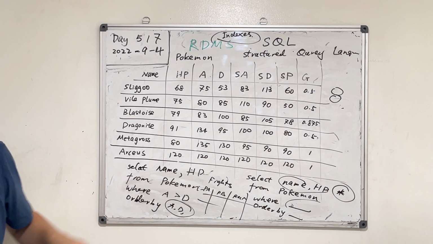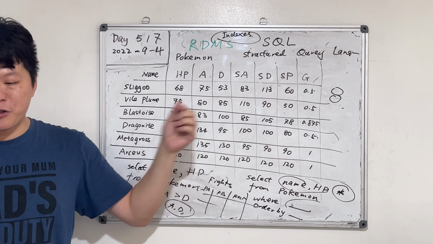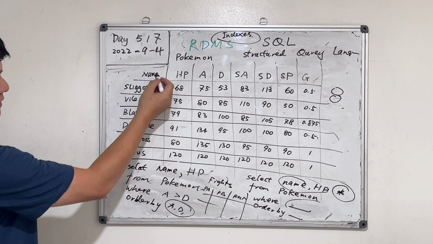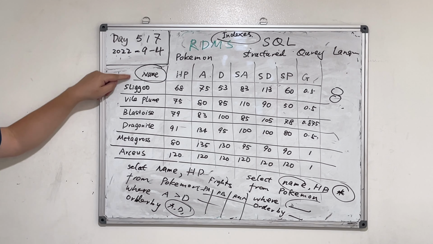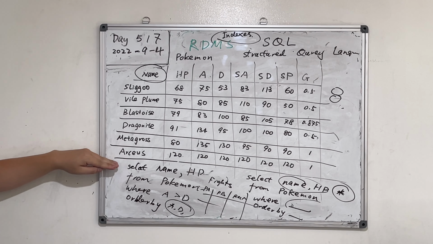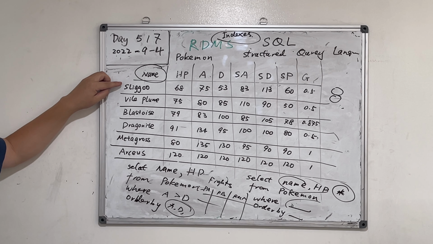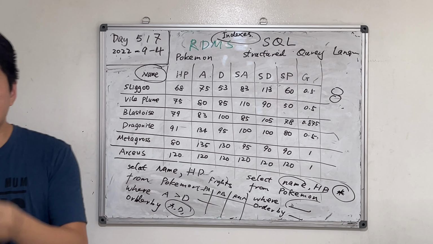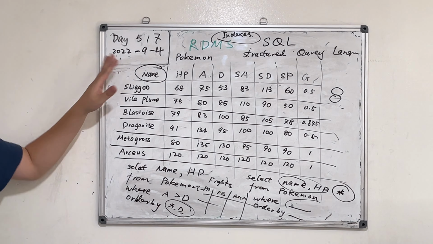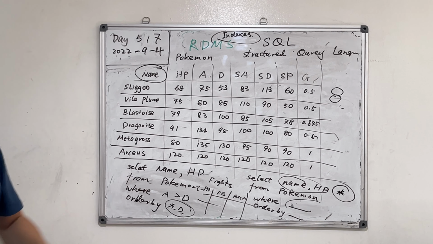Another thing I forgot to mention is that each table usually has a primary key. Here, let's say the primary key is name. It has to be unique. You can't have separate rows with the same name here, because a primary key has to be unique. So each row represents a unique Pokemon. A primary key is kind of like an index, and it's also unique.